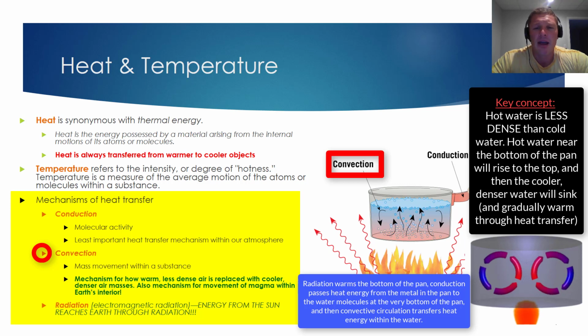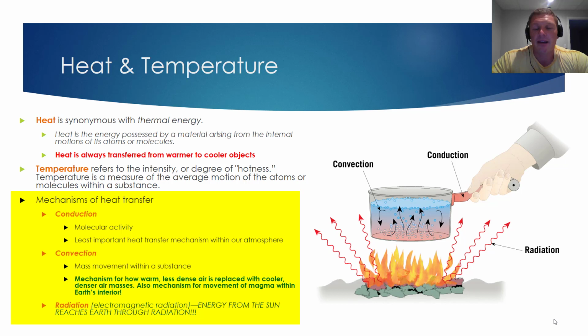When water at the bottom of the pan gets warm, it will expand. And when that expansion occurs, the water at the bottom of the pan will be less dense than the water near the top of the pan. Consequently, that less dense water at the bottom of the pan will rise to the top, and the cooler water at the top of the pan will cycle down towards the bottom. Once that cooler water gets to the bottom, it will absorb heat energy, and that cycle will continue as long as heat energy is being provided to the bottom of the pan.